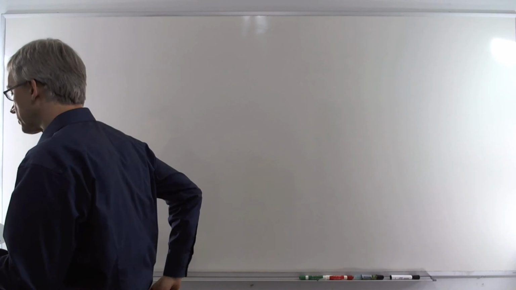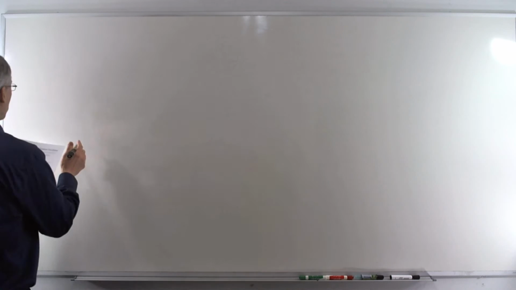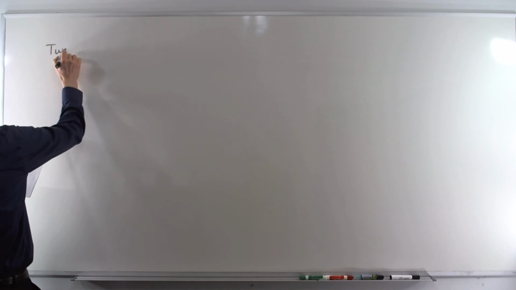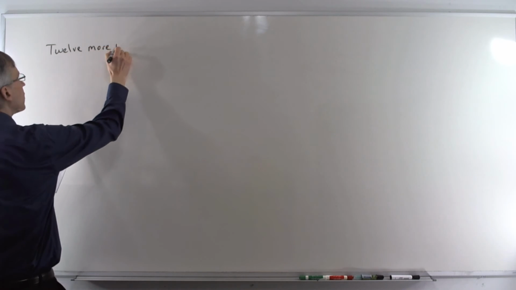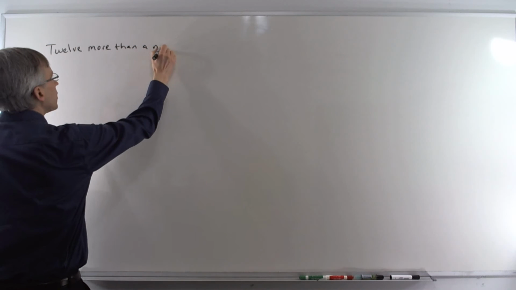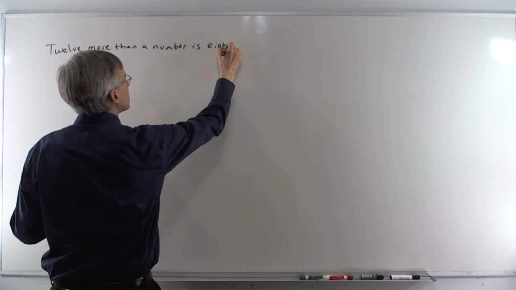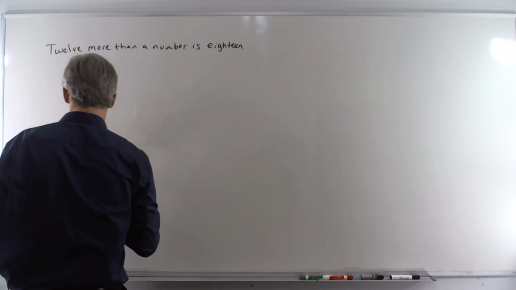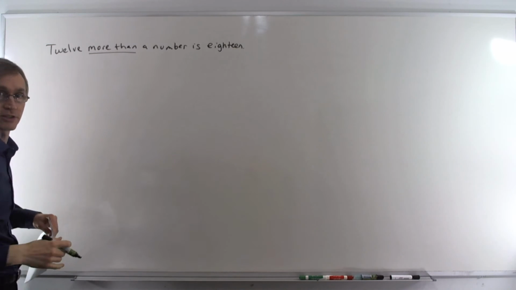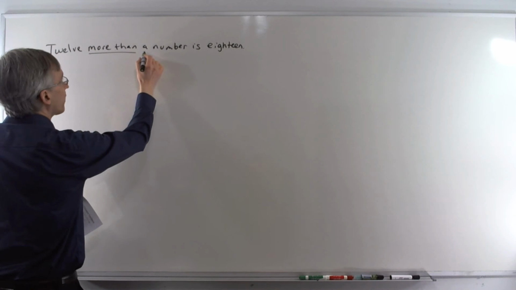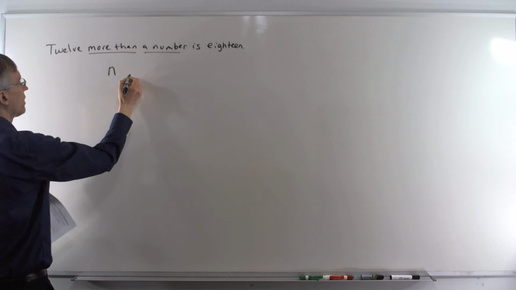For example, we're going to translate "12 more than the number is 18." And then we're going to solve the equation we write. So as we saw before, "more than" indicates addition. A number, this is just a variable. Any variable will do. So we're going to start with a variable. I'm going to call it n.